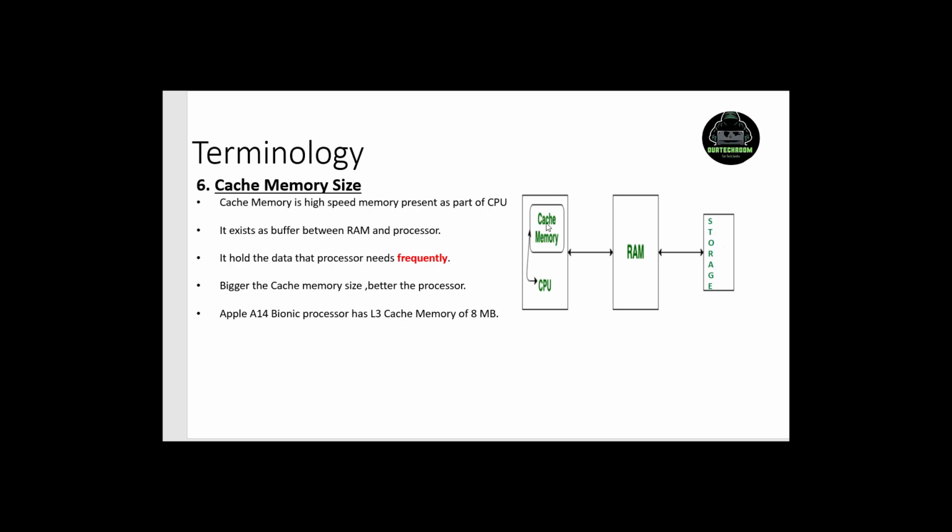The size of the cache memory is measured in megabytes. The bigger the cache memory size, the better the processor performance. Processors have a cache memory of 3 MB to 8 MB. The Apple A14 Bionic processor has 8 MB of L3 cache memory.